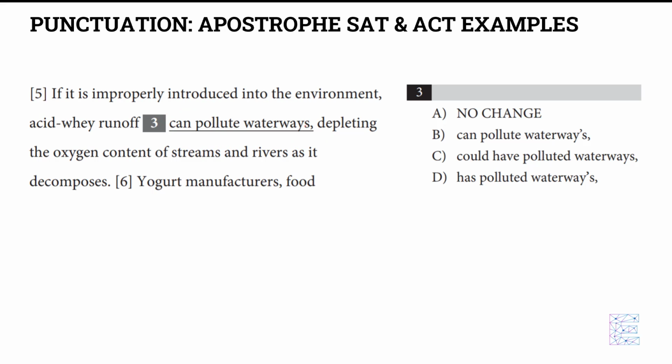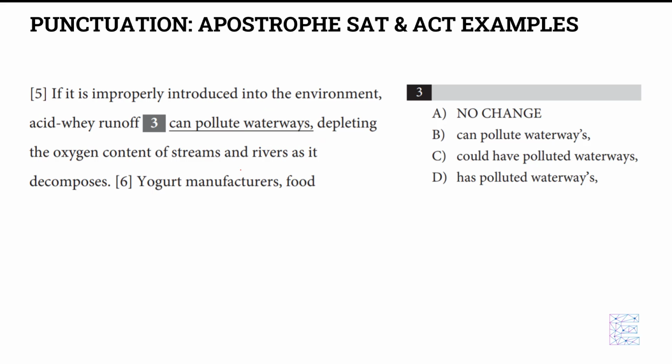If it is improperly introduced into the environment, acid wave runoff can pollute waterways, depleting the oxygen content of streams and rivers as it decomposes. So the choices in here, one of them says no change. Another one shows an apostrophe giving waterways ownership of something. Choice C says could have polluted, so it changes the tense. And D says has polluted waterways, so it changes the tense and introduces an apostrophe. So the question becomes, do we need to give waterways ownership of anything here? Or do we need to change the tense?